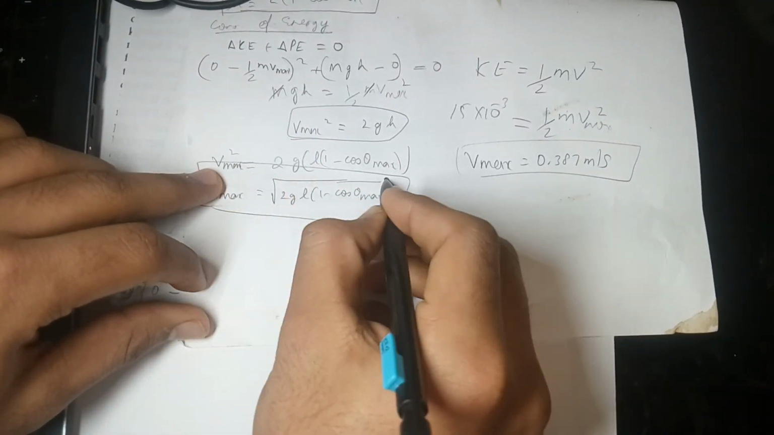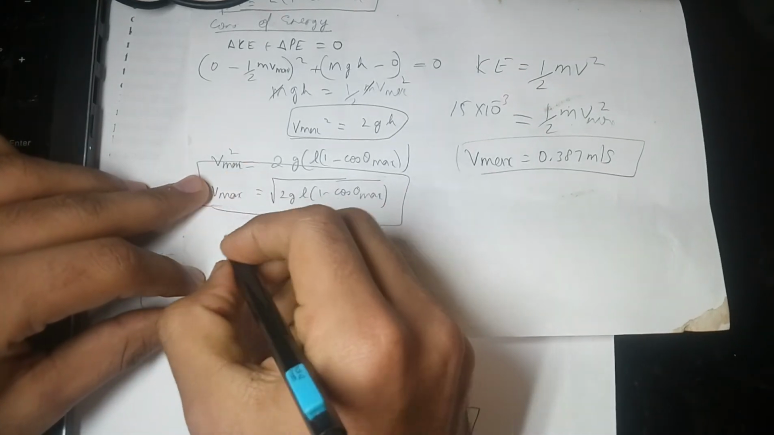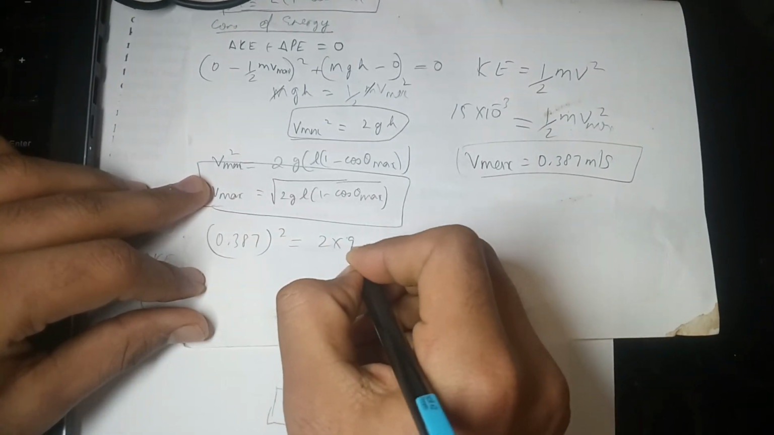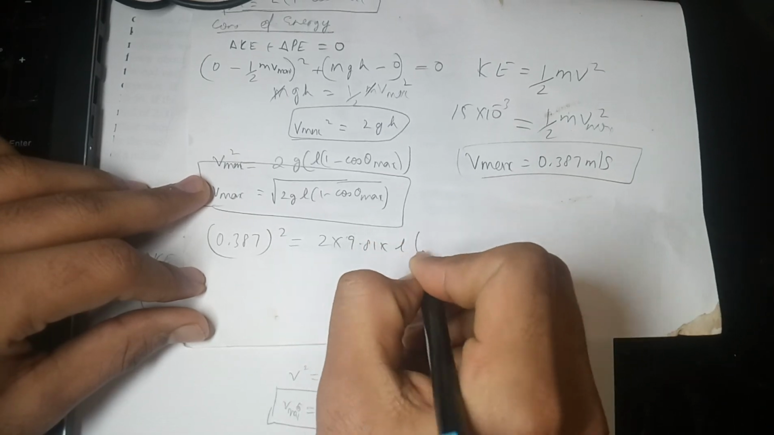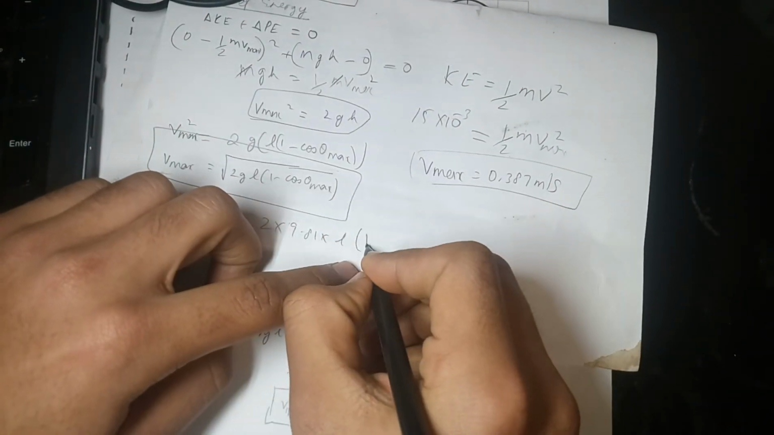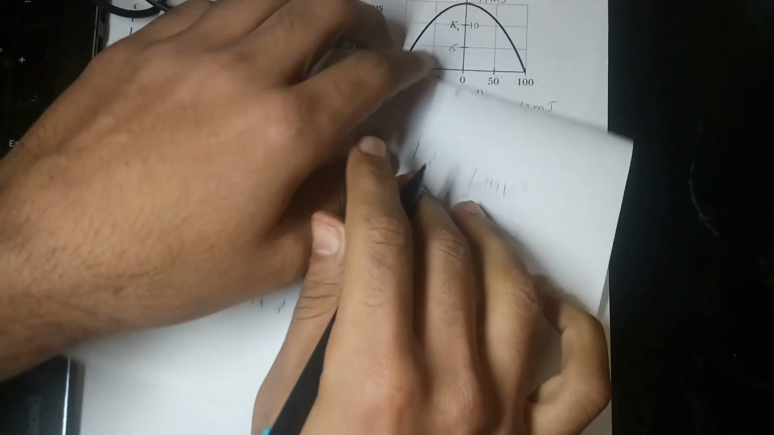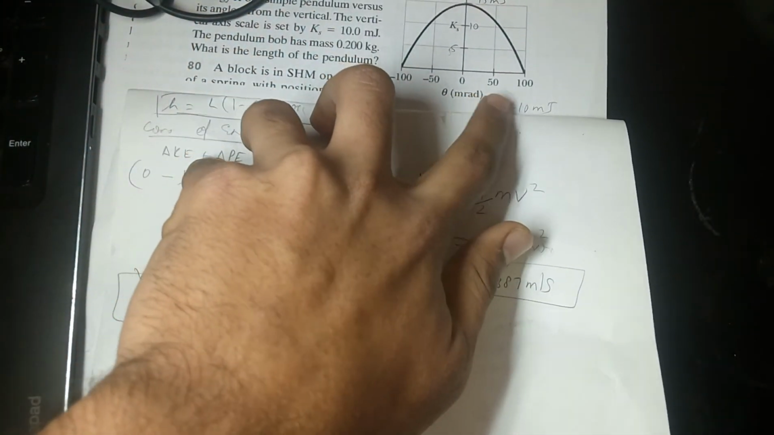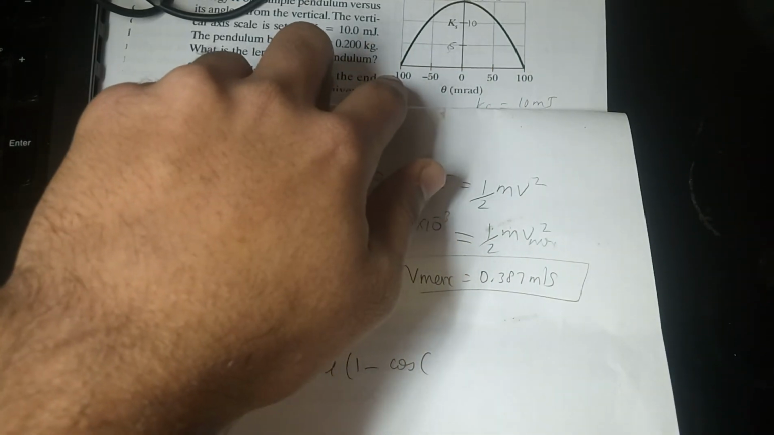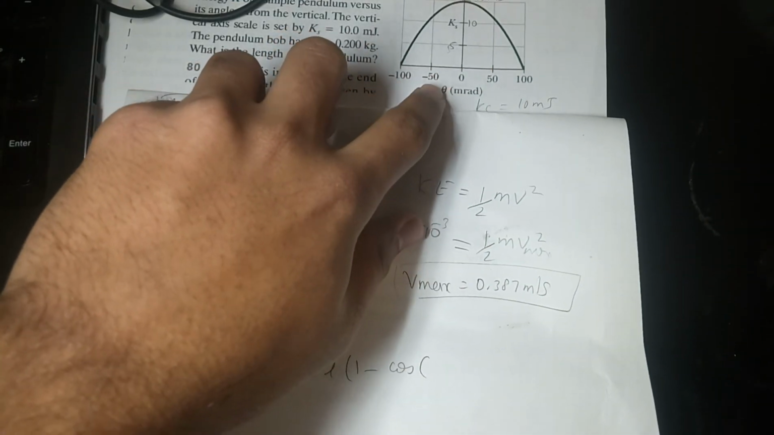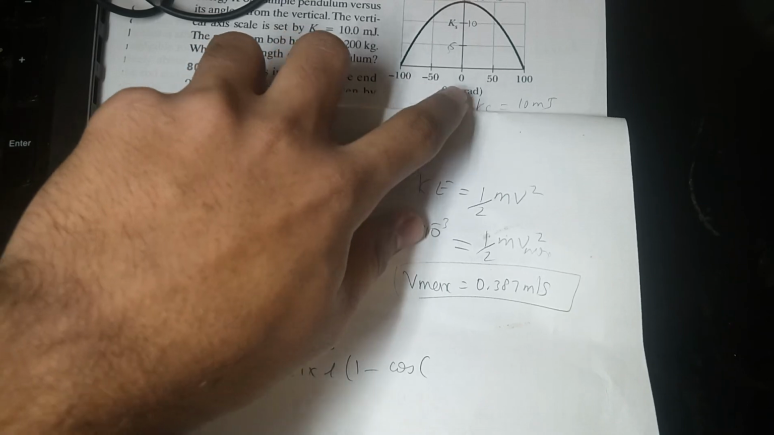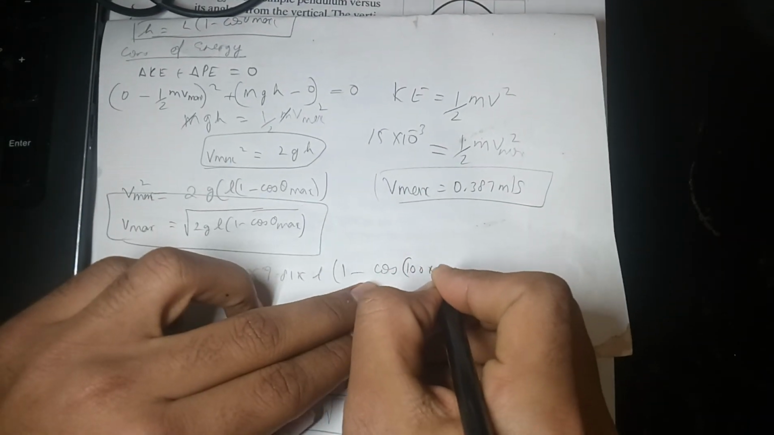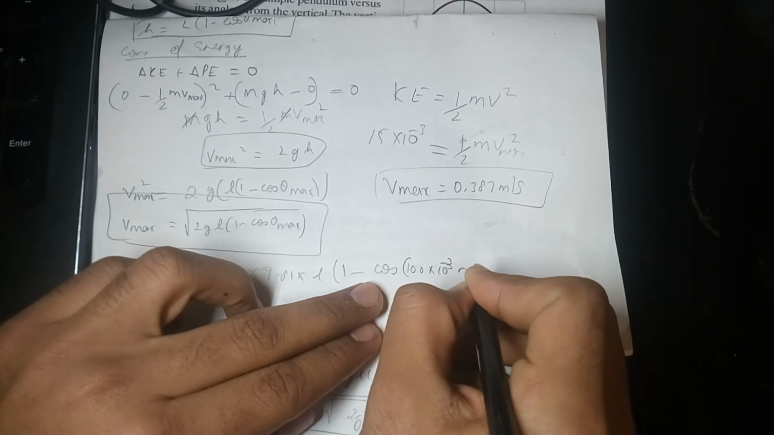Now substituting in this equation right here, we get 0.387 square is equal to 2 into 9.81 into length, which we need to determine, the length of the pendulum, into 1 minus cos theta max. Again, we can look at the diagram and say it is 100 milliradian, and minus theta m is minus 100 milliradian. So theta m we can write as 100 into 10 to the power minus 3 radians.